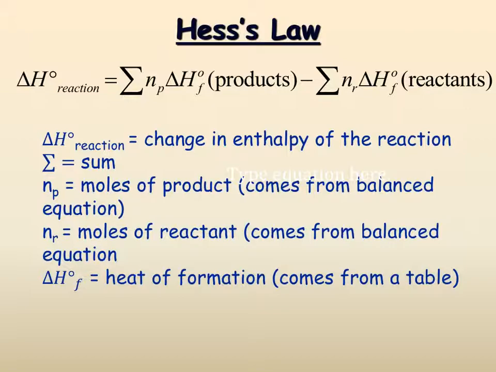Sigma, the crazy looking E you hopefully remember from math class, means sum. So we're going to be adding up all of the heats of formation of products when you see that sum. The N sub P and the N sub R: N is the symbol that, when we have equations that involve moles, represents moles. So N sub P is your moles of product, N sub R is your moles of reactant. The big thing here is to note that the numbers we use for these, the multipliers, come from your balanced equation. They're the coefficients.